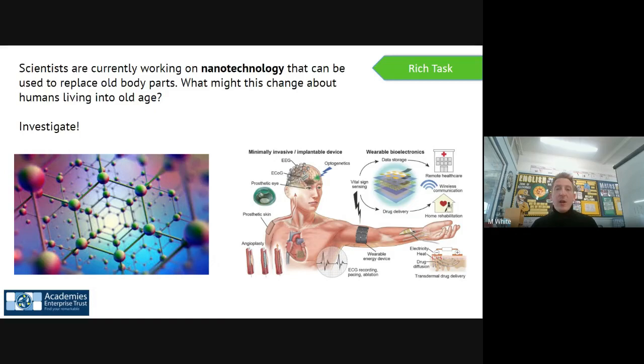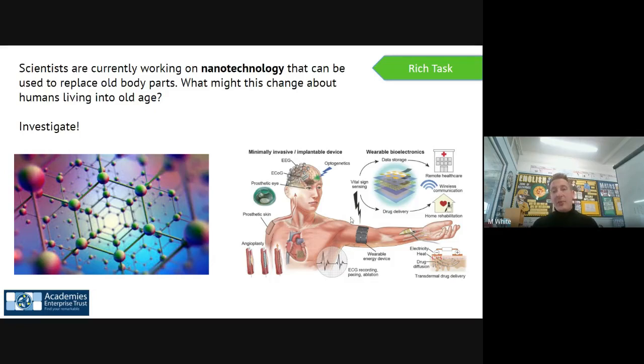So if they can obviously change your body parts to replace old parts with nanotechnology, if you're a Marvel fan, you might know some superheroes that use nanotechnology already. So how could humans using that affect how long they live for? Would it mean that people would live forever? What impact would that have on the planet, for example?